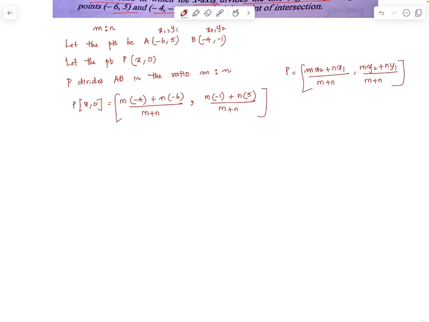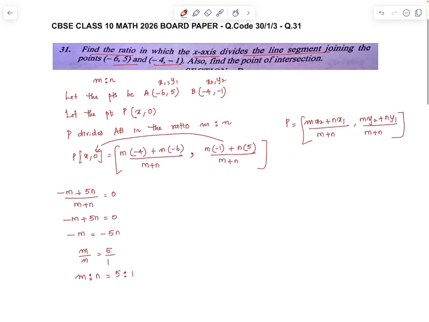Now comparing the left hand side and the right hand side, since we know the y coordinate, let's equate the y coordinates. (-m + 5n) upon (m + n) is equal to 0. So -m + 5n is equal to 0. -m is equal to -5n. So m upon n is equal to 5 upon 1. That is, m is to n is 5 is to 1. That is, the point P divides AB in the ratio 5 is to 1. One part of the question has been answered.